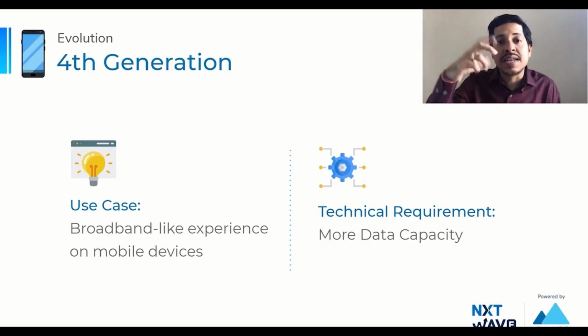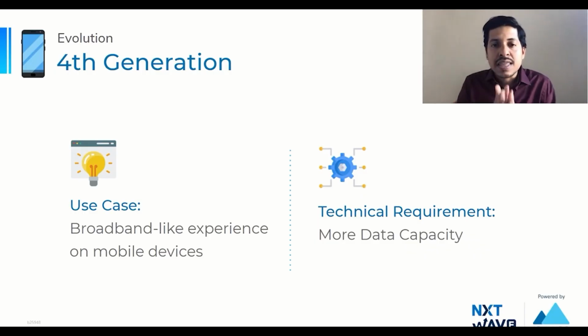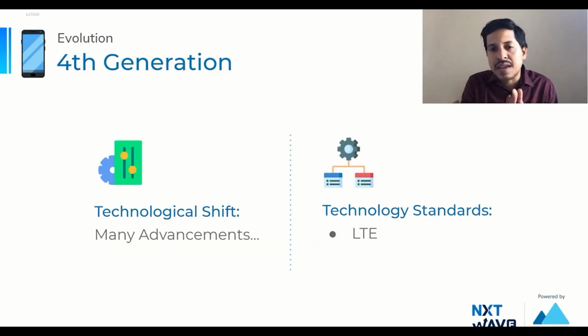And that was the new use case that led to the creation of the fourth generation of mobile networking, 4G. The use case was to support mobile broadband-like experience, tens of Mbps or hundreds of Mbps on our mobile devices. And this meant the key technical requirement that needed to be met to be able to support this use case was more data capacity. To make that happen, there were a lot of technological advancements that were needed.